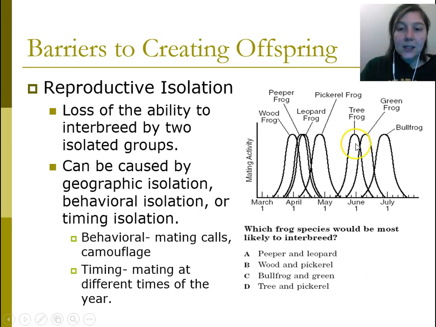This is a sample question that you might see taken from a previous SOL about timing isolation. And so it says, which frog species would be most likely to interbreed? And we want to look for species that have very close mating periods. So if you look here, these two lines are very close together, and that's the leopard frog and peeper frog, so your answer should be A.